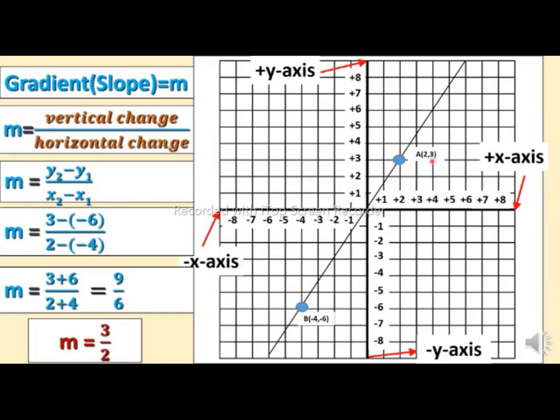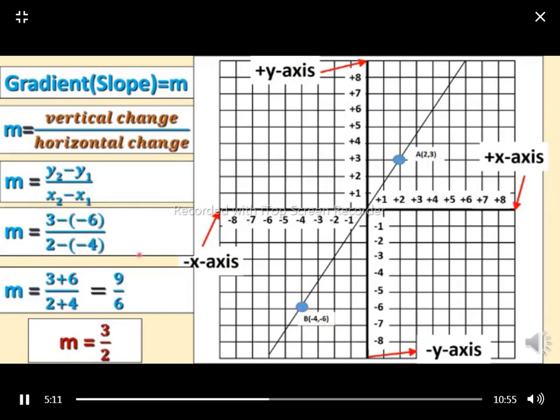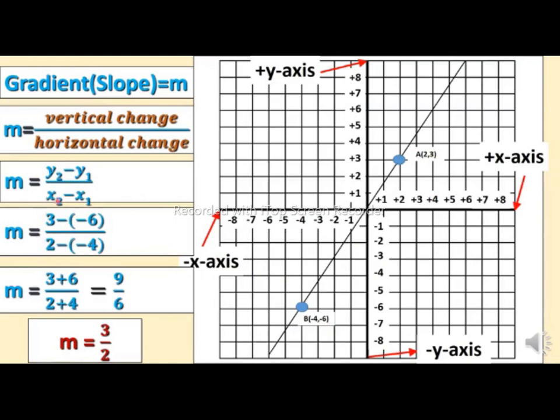So here y2 is 3 minus, that is the formula of minus, y1 is minus 6, you can see at the bottom. Similarly, in the horizontal change x2 minus x1, it's 2 minus into minus 4. So this minus minus becomes plus, 3 plus 6 becomes 9, and 2 plus 4 becomes 6. We will cancel both 9 and 6, we will get 3 over 2. So if you choose any other 2 points, you will get the same slope or gradient.